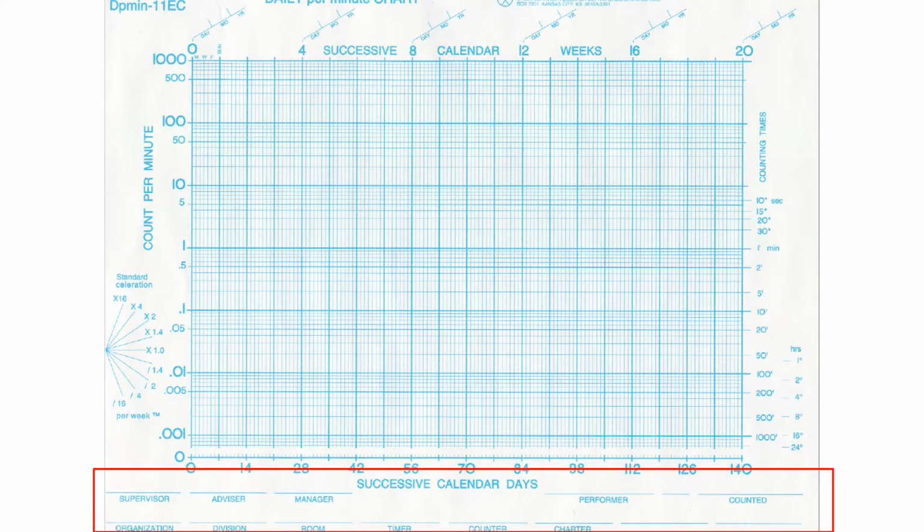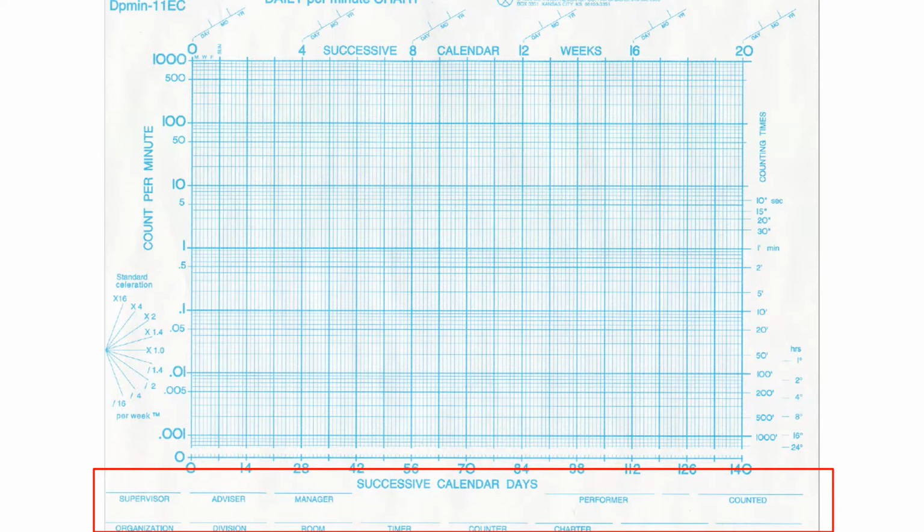Finally, let's take a quick look at all of these blanks at the bottom. The performer blank of your chart is for the name of the person whose behavior is being charted. The charter's blank is for the name of the person who is recording the behavior. Since more than one person might be recording the behavior, there is more than one blank. The counter blank is for the name of the person who counted the behavior and recorded the raw data, if that person is different than the charter.